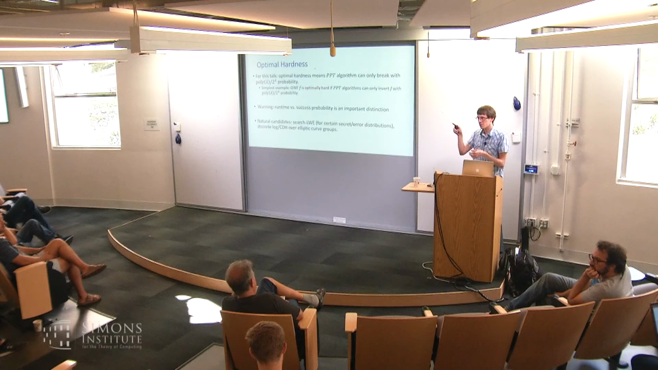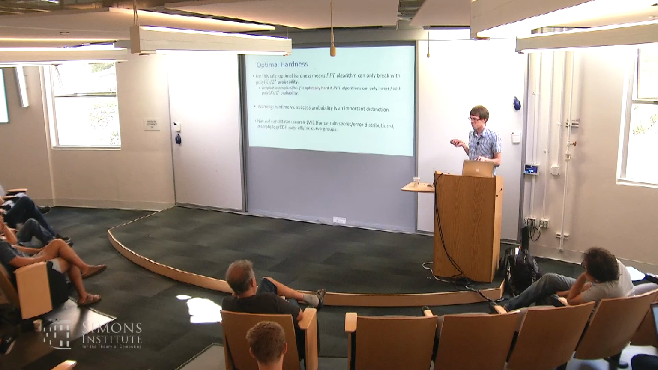What was broken over Z_p star? Which problem? Discrete log over Z_p star, you can get something non-trivial. As opposed to discrete log over elliptic curves or search LWE, where I don't know of any attacks that are better than literally guessing over and over again.